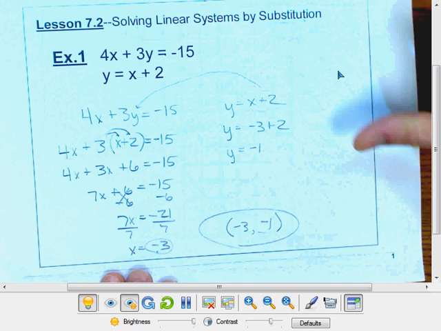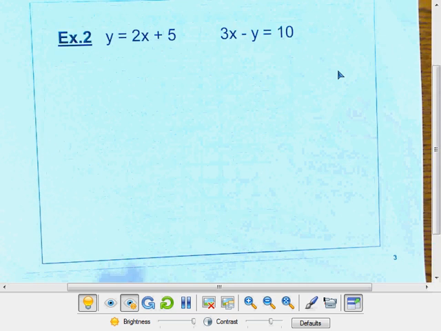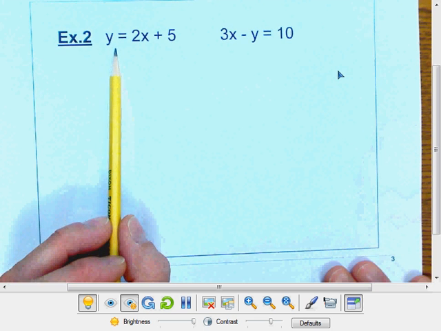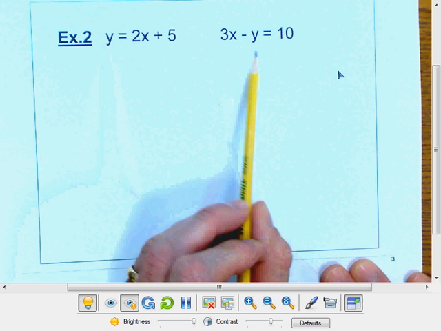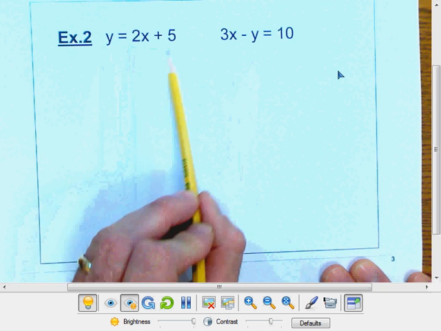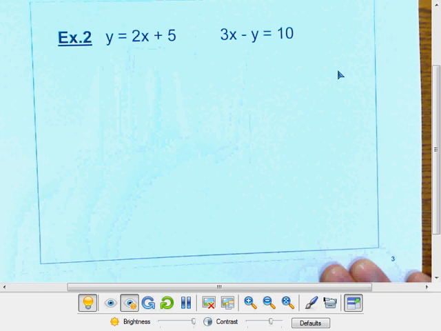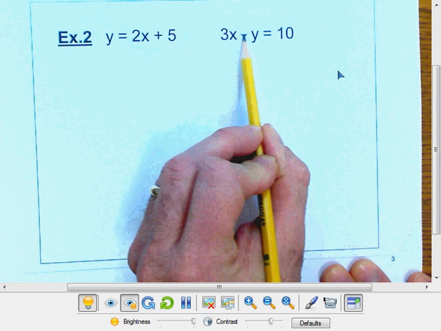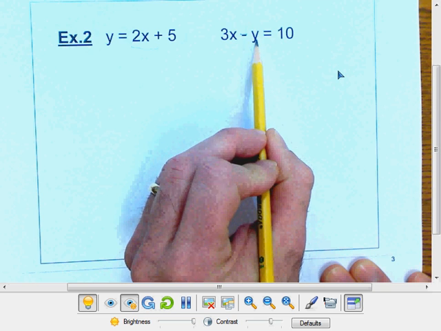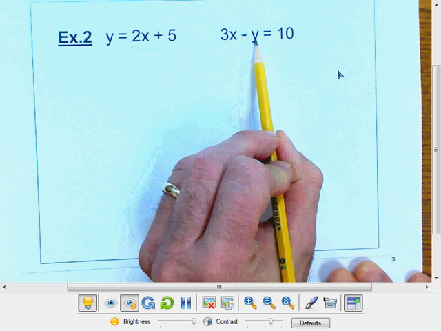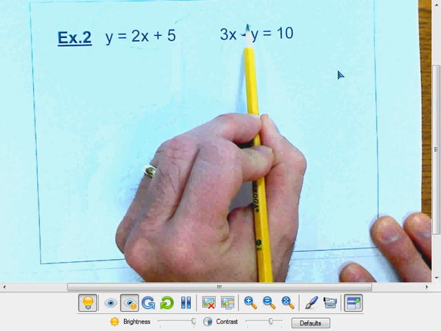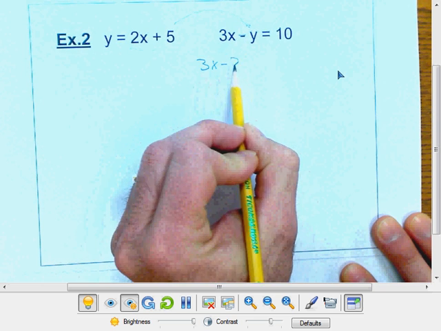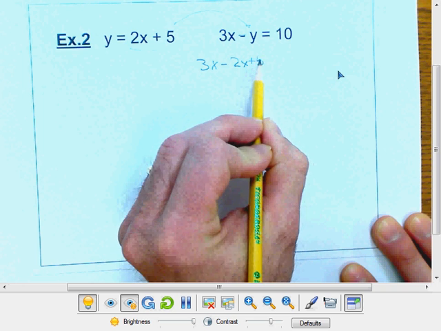A couple other examples are all for you to take a look at. Here's another one. This equation is solved for y once again, so the easiest thing to do would be to take this equation and substitute it in over here for y. The tricky part of doing this is we're substituting in behind a subtraction sign, and there's nothing that we're going to be multiplying y by. So if I bring this over and substitute it in, 3x minus 2x plus 5 equals 10.